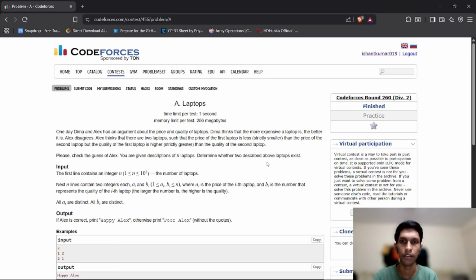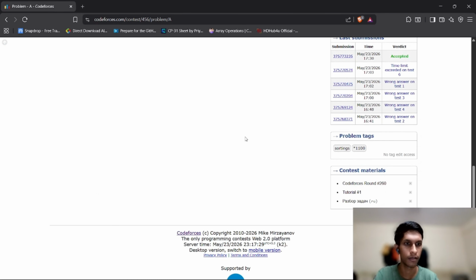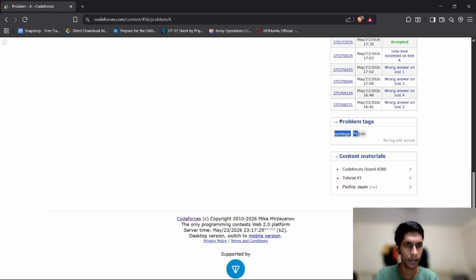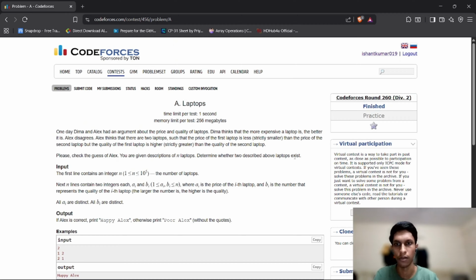Hello everyone, my name is Ishan Kumar, and today we are going to solve a problem, Laptops, which is a sorting problem. It is currently 1100 rated on Codeforces. So, let's read the problem.